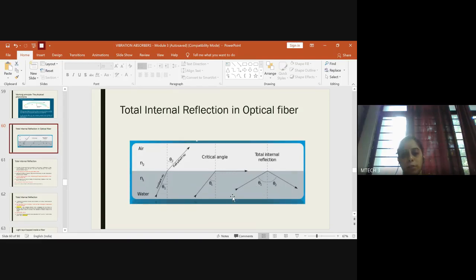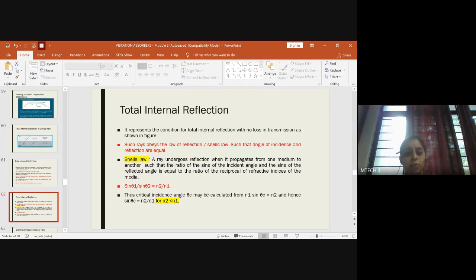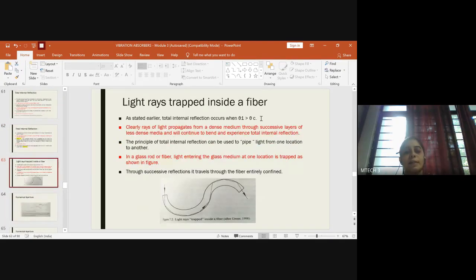Means it passed through the water media and gets reflected back into the water media only. So there is no loss of light or electrical signal, whatever is being transmitted. So this is what happens when theta 1 is greater than or equal to theta c. With that aspect, this principle of total internal reflection can be used successfully in transmitting light from one location to the other. This is done with the help of a pipe. This pipe usually will be transparent.